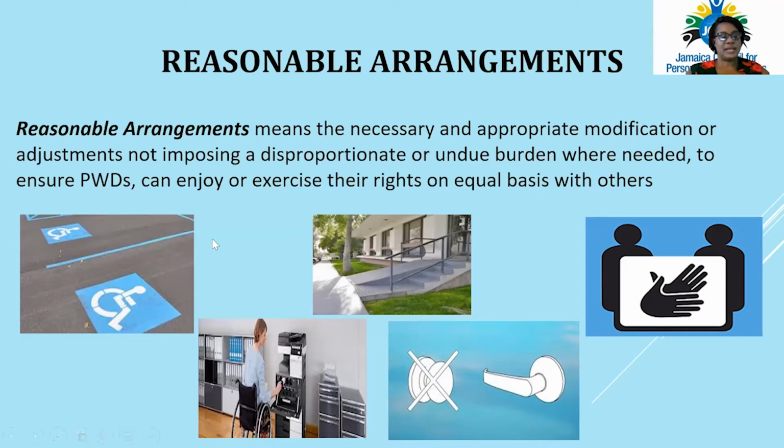In terms of reasonable arrangements, you will see on the screen various indications of some of the reasonable arrangements. The first one shows the parking space with the international accessible sign, and you will note that it is not the regular parking space, but maybe a parking space and a half, to allow for reasonable arrangement and access.